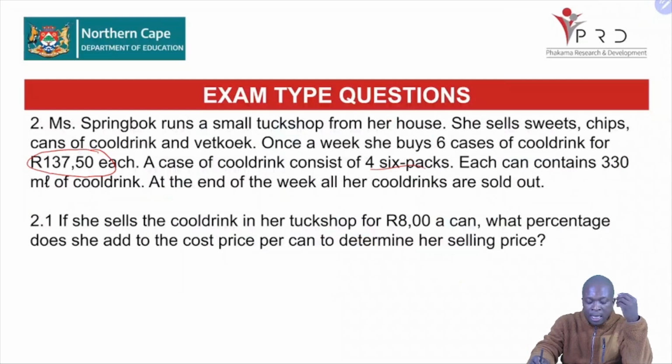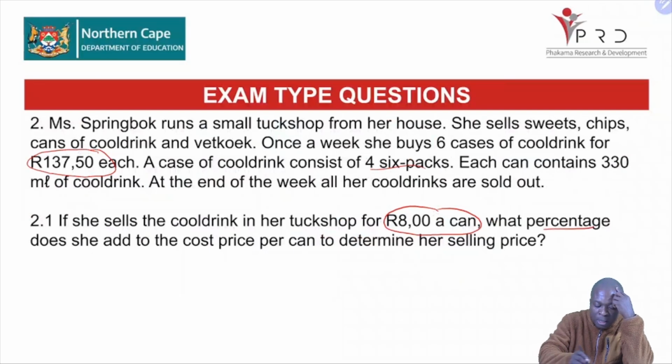At the end of the week, all her cool drinks are sold out. So the first question is, if she sells the cool drink in her tuck shop for 8 rand a can, what percentage does she add to the cost price per can to determine her selling price? So as a high flyer, I want you to try it. She buys it for 137.50 for the 6 cases of cold drink.